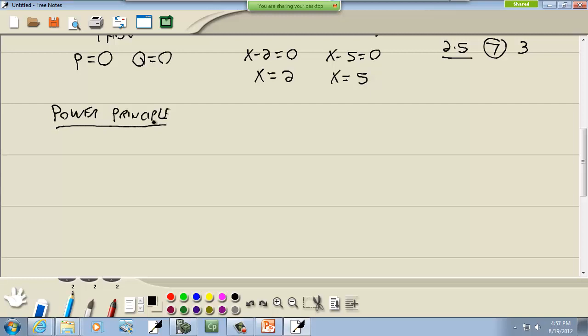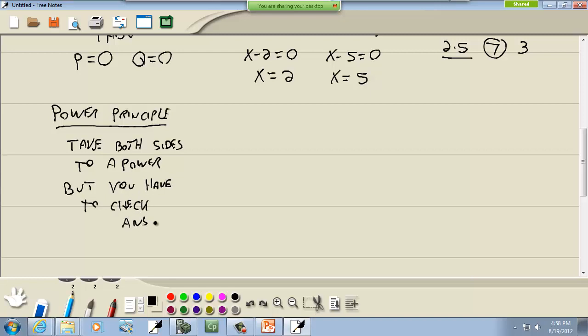It says you can take both sides to a power, basically. Pretty vague, isn't it? Take both sides to a power. But you have to check your answers, because you'll find that you get the correct answers, but also you may get false answers.